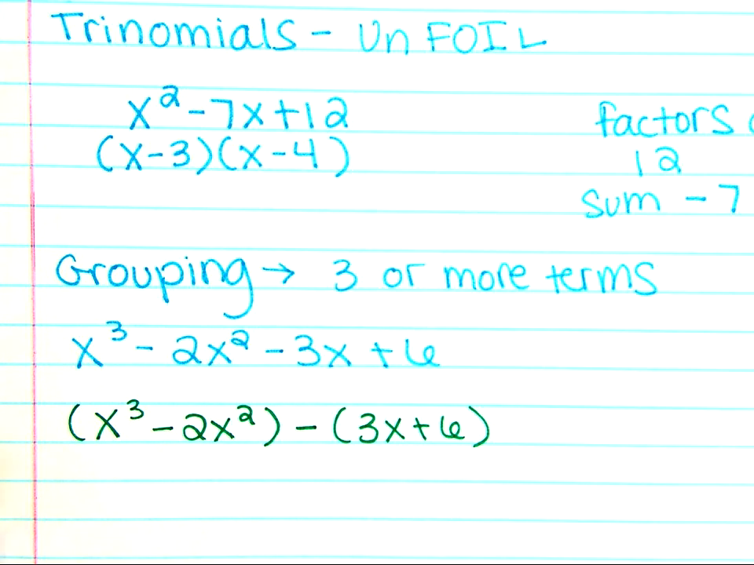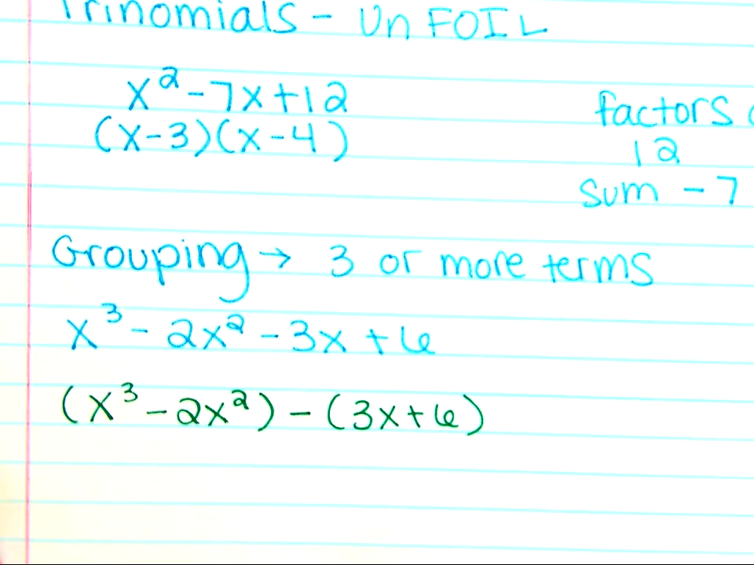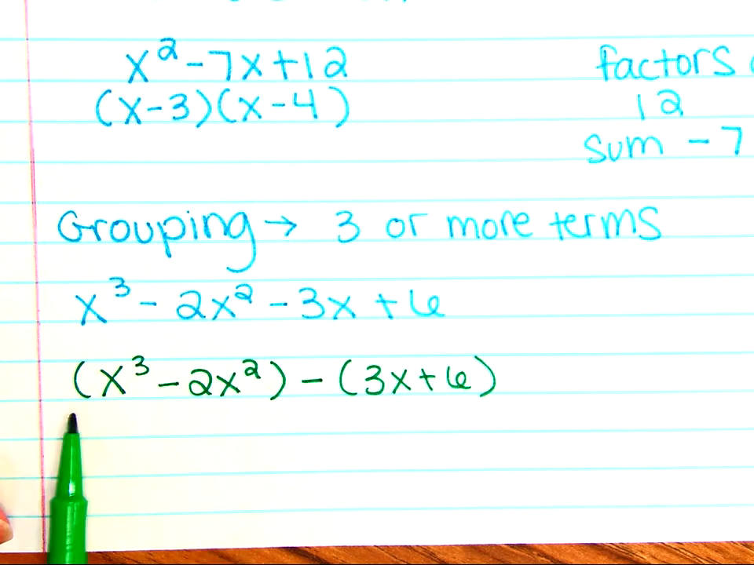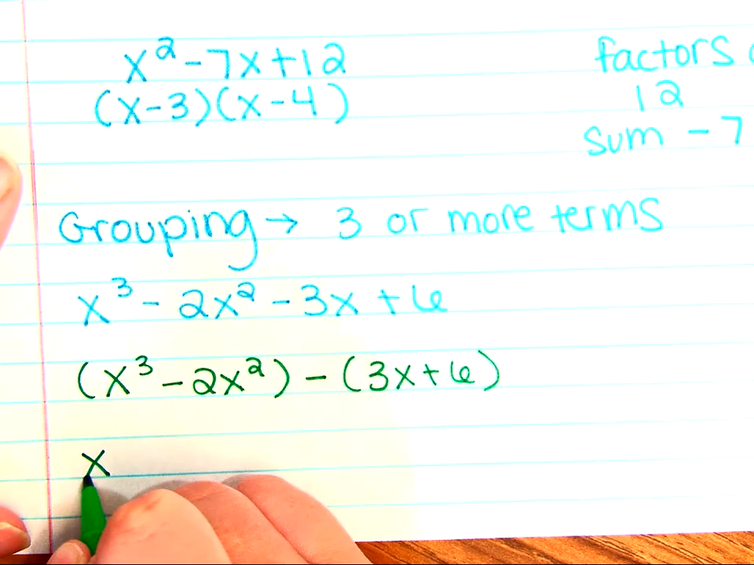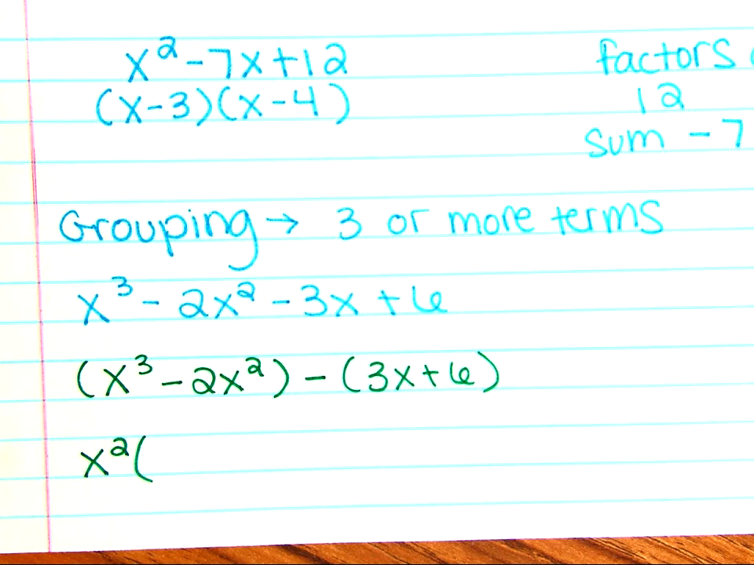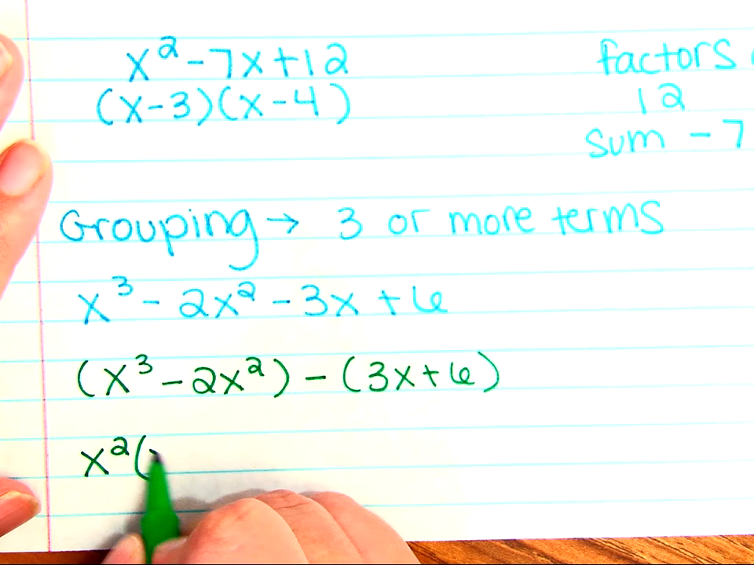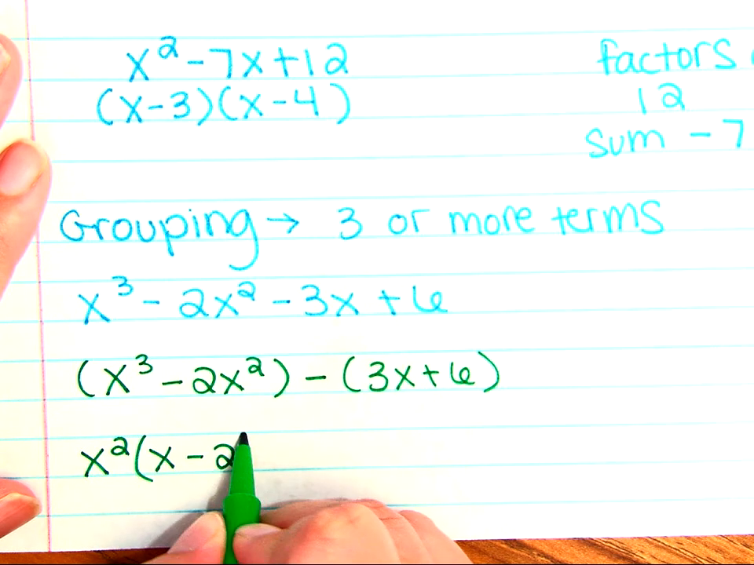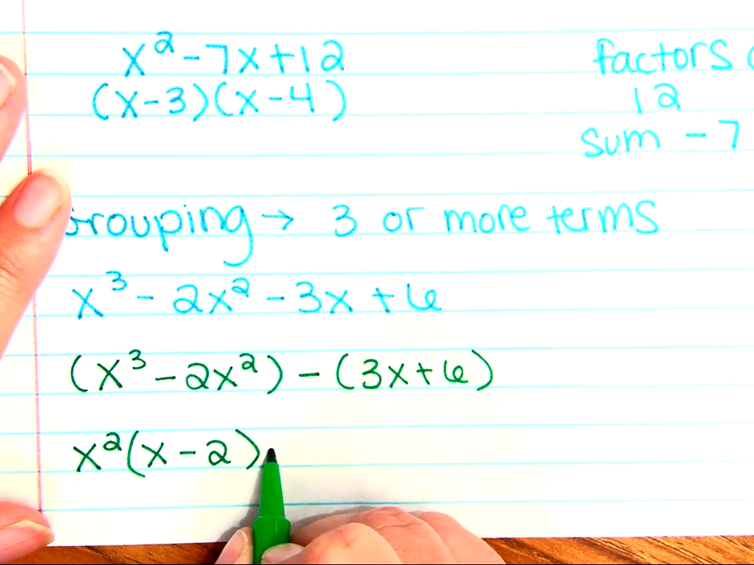Then I want to find the greatest common factor of each of my sets of parentheses. So greatest common factor here, x squared. And then I would have an x minus 2 left over. This minus sign can go out front.